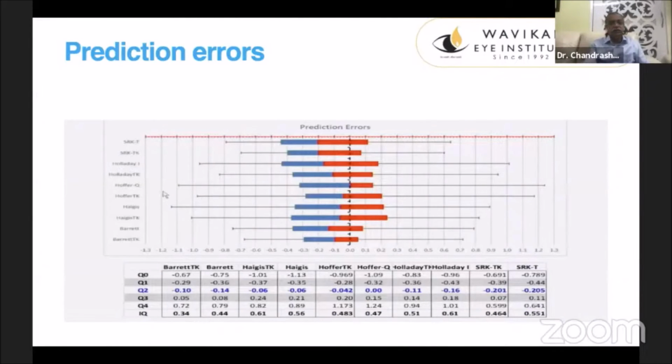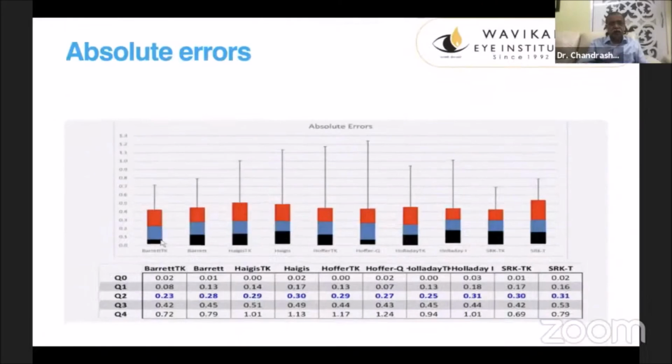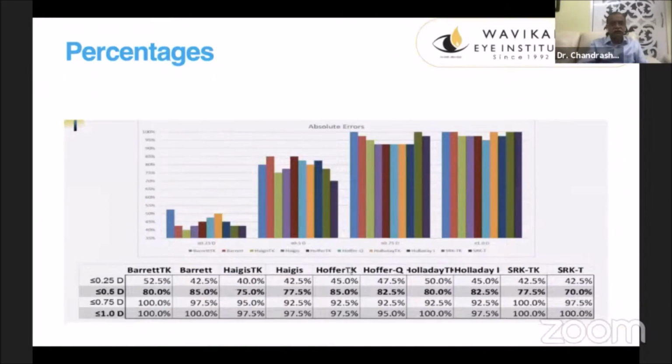In prediction error, if you see this box plot, the last belongs to Barrett TK. The outliers have decreased and the quartiles have become somewhat compact. If you see absolute error, the first is Barrett TK. Again, the same observation that it has become compact. And if you see the percentages, for the first time, Barrett TK is giving us residual refraction within 0.25 in more than 50% of the cases, which has not been achieved up till now.